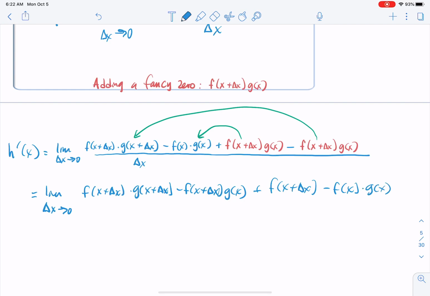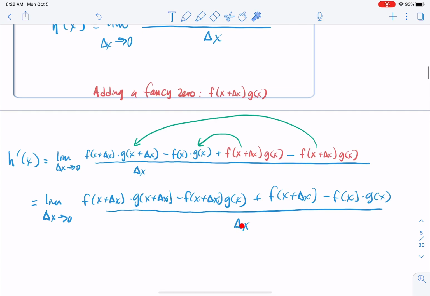And again, the reason why I did that is because I'm thinking of slope, and it's a change in y over a change in x. Hey, look, change in x.